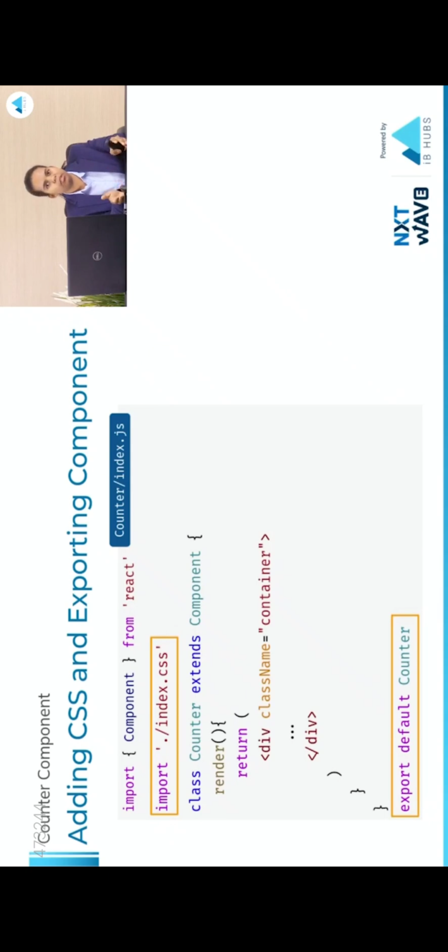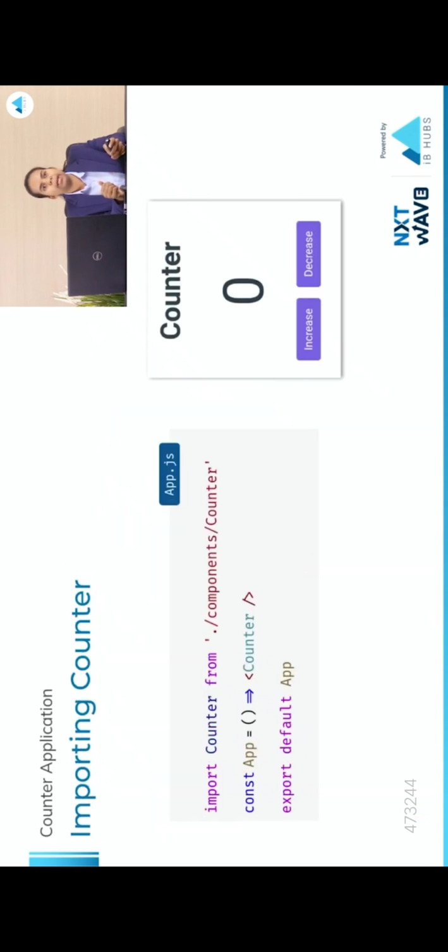Then we'll export this. This is the only component present in this file, so we'll do the default export. Export default Counter at the end. With this, the counter component has been exported, so we can import that in the app.js file. There you can see we are importing it, and then in the app, we can directly render the counter component, and this is the final output that you will get.